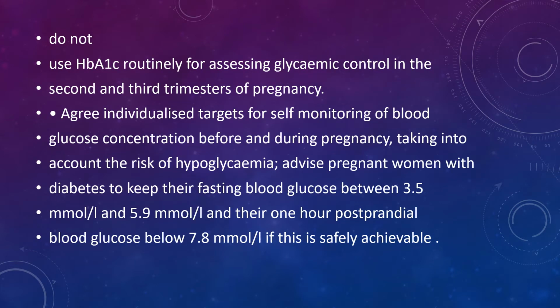Do not use it routinely for assessing glycemic control, especially in the late second and third trimester. Why? Because there will be a dilution in the hemoglobin A1C, and a normal A1C in late pregnancy does not necessarily indicate good diabetic control. So we should not depend routinely on HbA1c in advanced pregnancy.